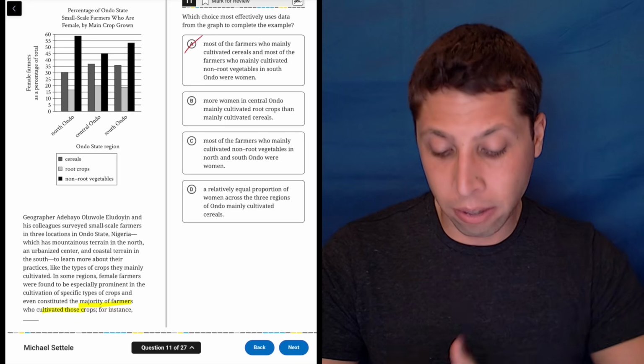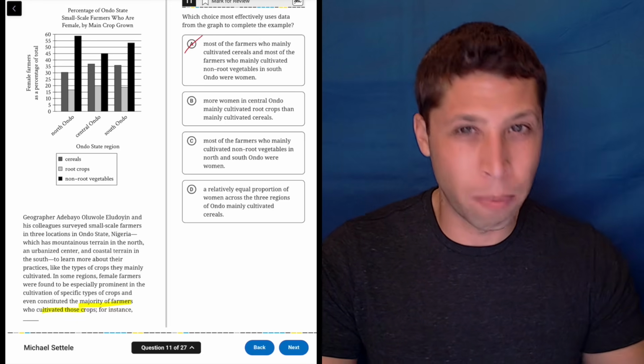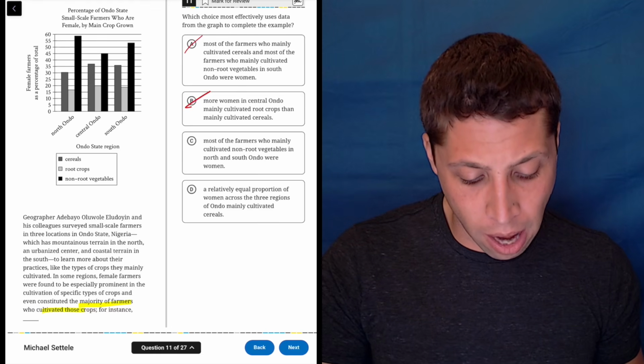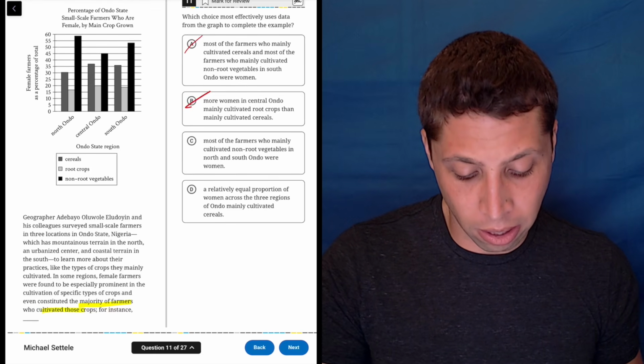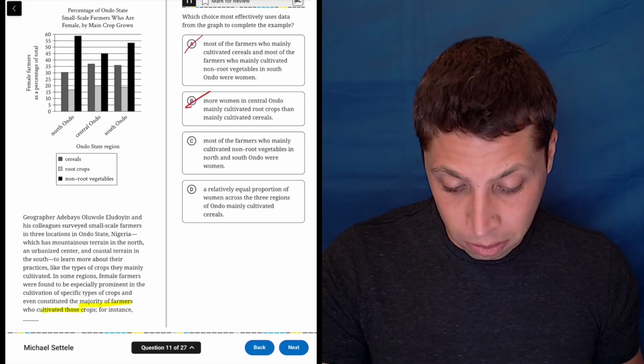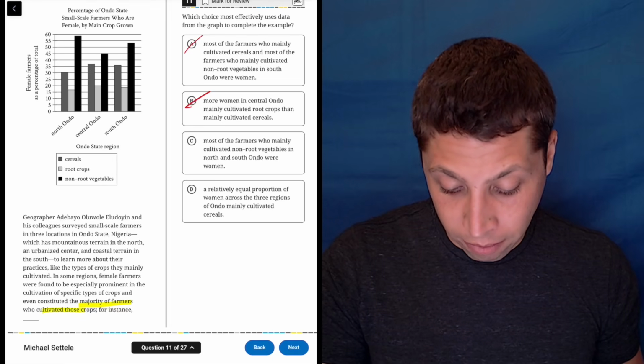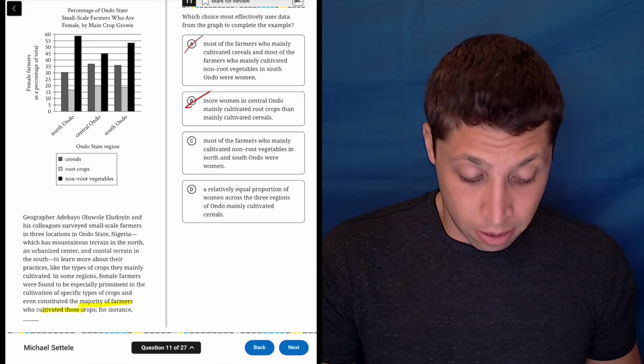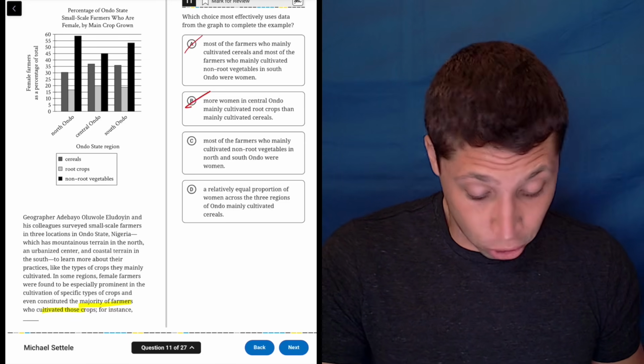It's not comparing the different types of crops. It's comparing basically women to men, so this is just wrong. Most of the farmers who mainly cultivated non-root vegetables in north and south Ondo were women. So non-root vegetables is the black one, and more than 55 in north, more than 50 in south. That seems right. Yeah, because it's above 50%, so that's majority.